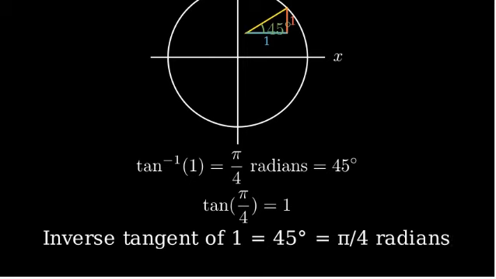Remember, the inverse tangent function helps us find the angle when we know the tangent value. In this case, when the tangent is 1, the angle is 45 degrees, or pi over 4 radians.